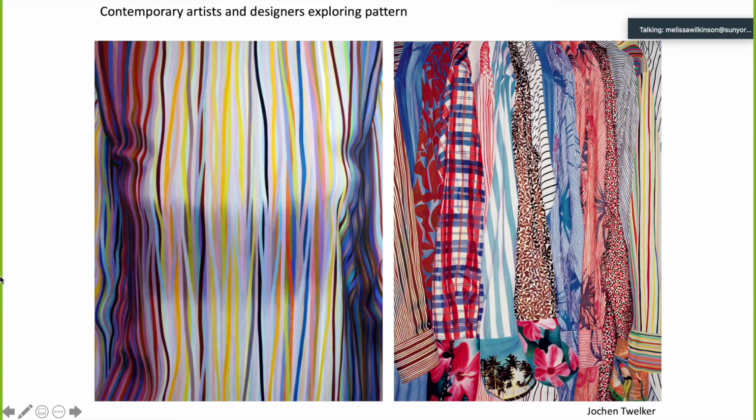All right. So some contemporary artists that are dealing with pattern. Here we have a painter slash drawer, Jochen Twelker. These are actually ink paintings. I'm an ink painter, so I'm especially fond of looking at images like this. And the pattern is utilized in such a way that it sort of geometrically falls to appear as though you're looking at a still life of fabric.